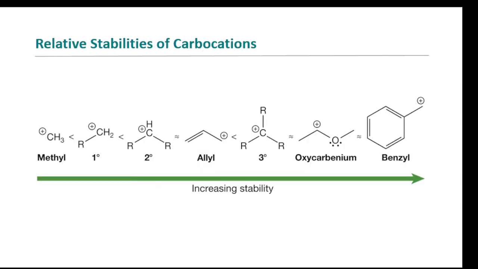Let's talk about some more relative stabilities. Here we have our methyl, primary, secondary. The allyl is going to be approximately the same as a secondary carbocation. The tertiary then, the oxocarbenium is going to be approximately as stable as that one. Okay? And the benzyl one, which is off the benzene, is going to be about the same stability as those. Everybody understands what this double wavy line means? The equals but not quite equal? It means approximately the same, right?